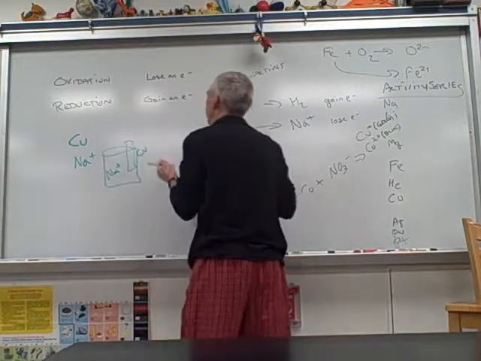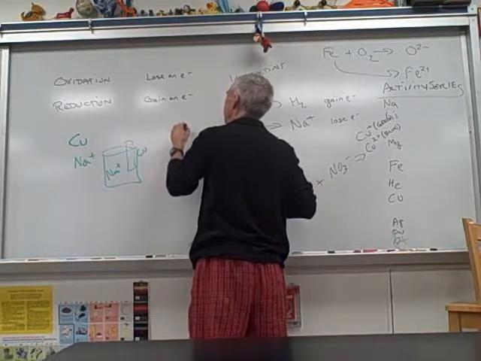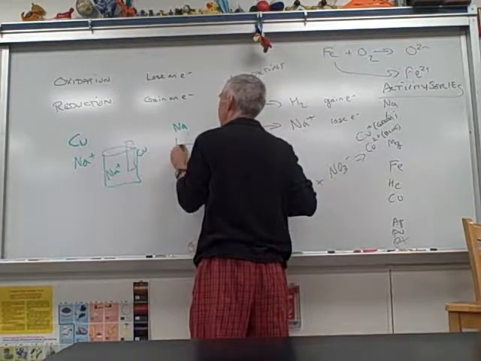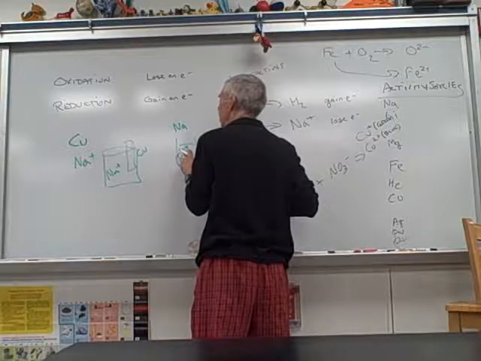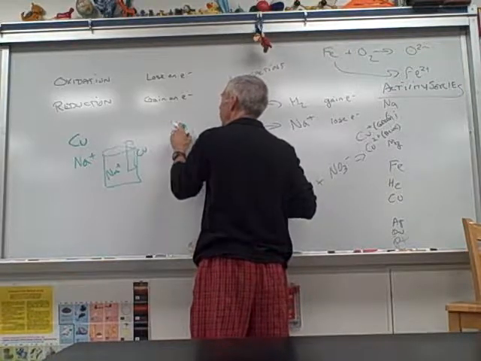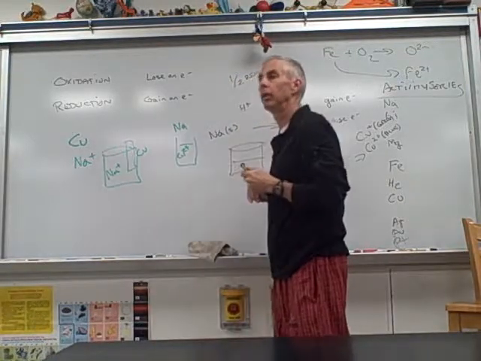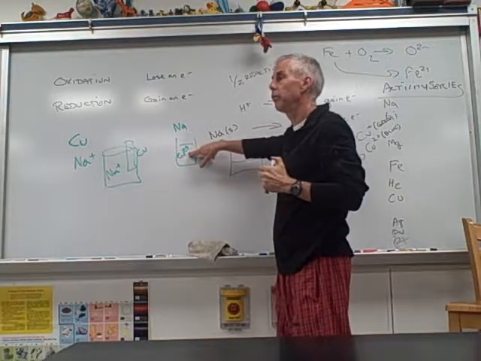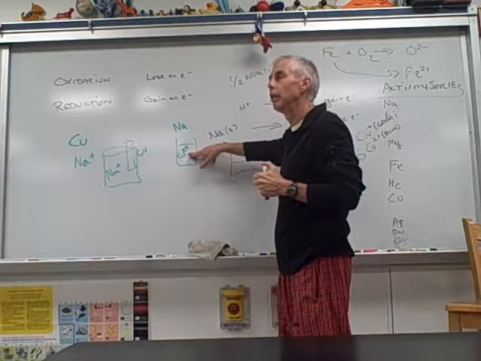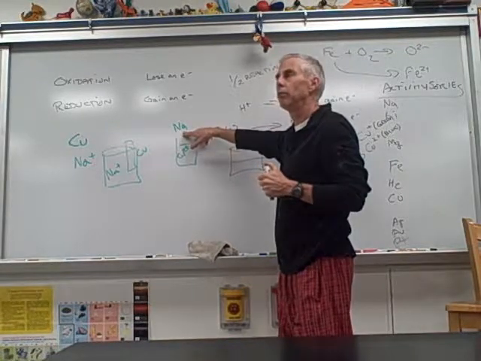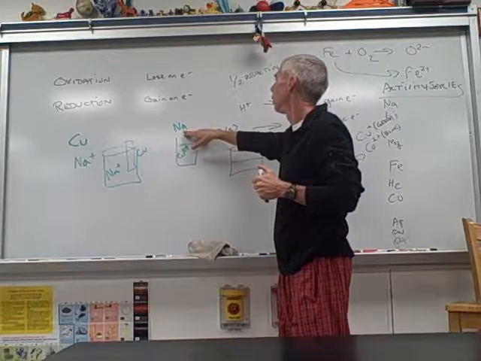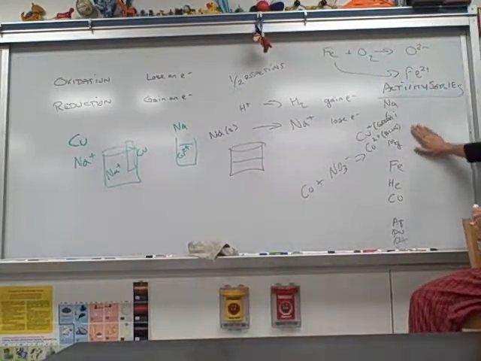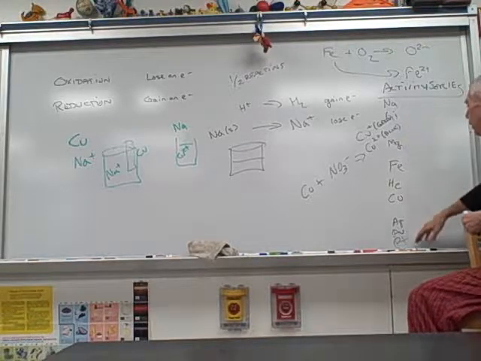Conversely, if I throw some sodium metal and put it near copper ions, the copper ions will take the electrons from the sodium. And you'll see it turn back into copper metal. You'll see it appear. It'll just magically appear. And the sodium will decrease. So in other words, anything up here will give away its electrons to anything down here that doesn't have them already.